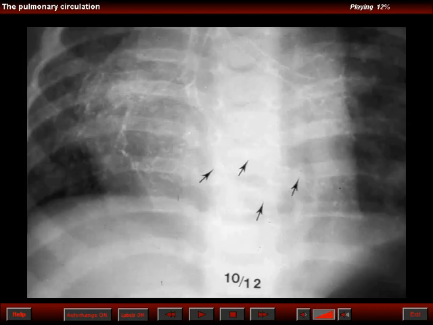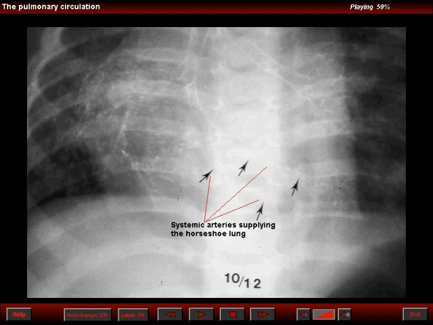A faint visualization of the airway shows that there are branches of the right lower lobe bronchus supplying a segment of lung interposed between the two lungs. So this is another example of a horseshoe lung.